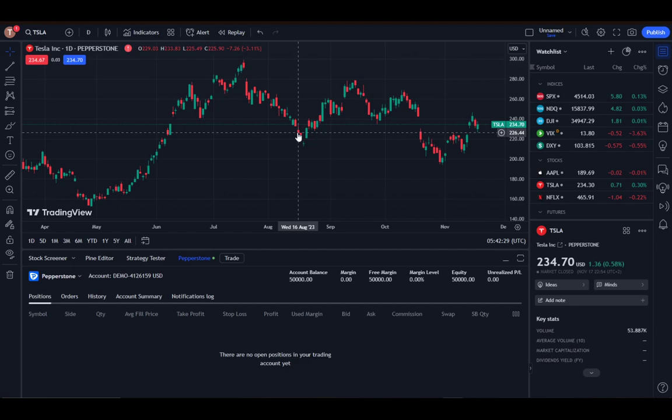And you also have the option of actually trading those stocks, options, crypto, whatever you would like, if you are connected to a broker.